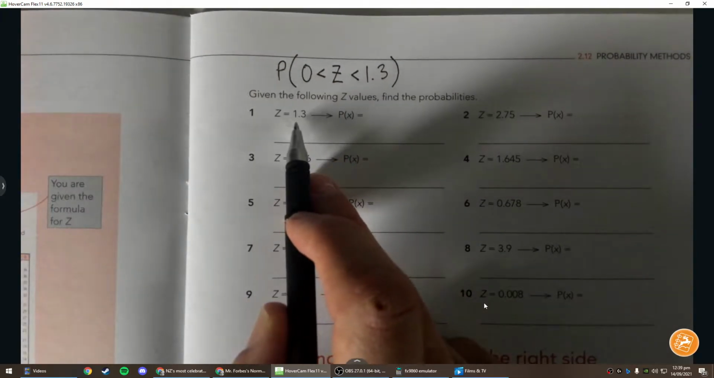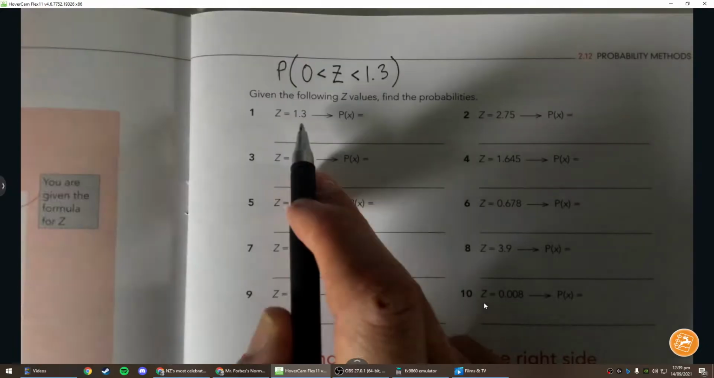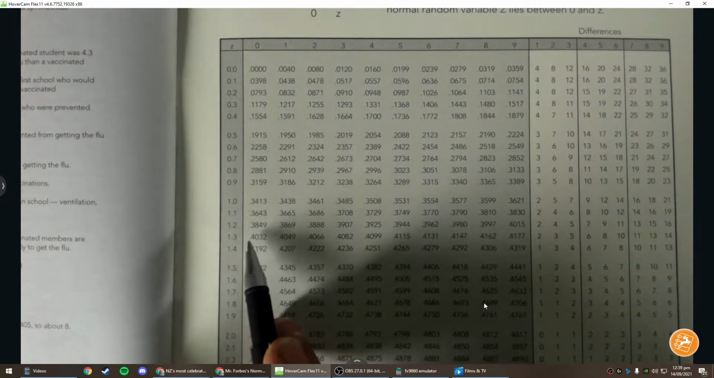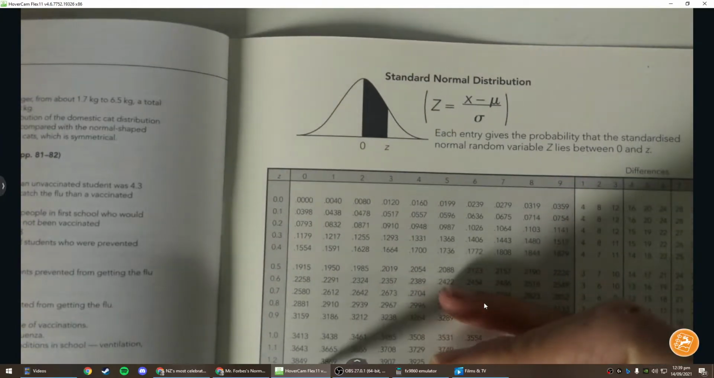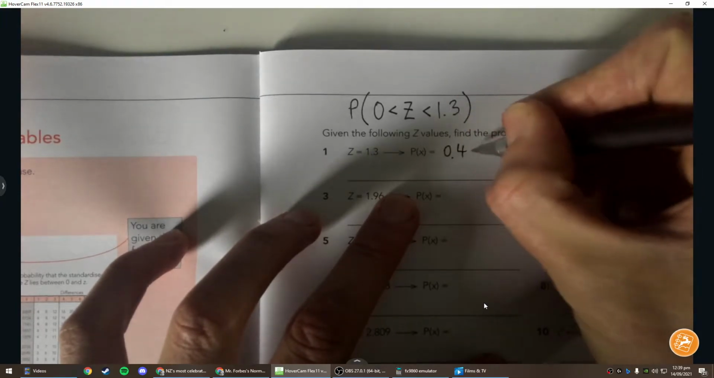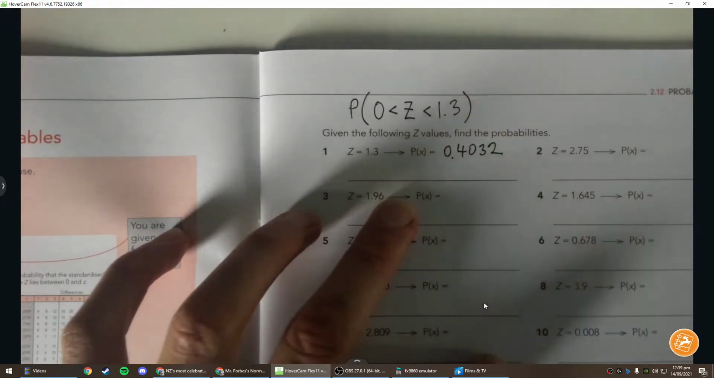Okay, so 1.3 is what we are looking for. We go to the back of the book and we go down to 1.3, and because there's no number after 1.3, we're going to assume it's 1.30. So the probability is going to be 0.4032. That's how we're going to do it.